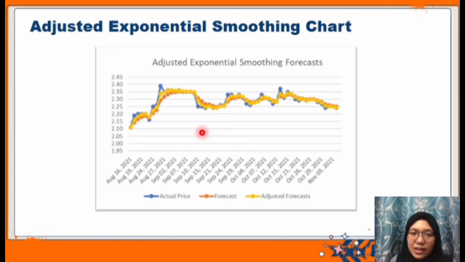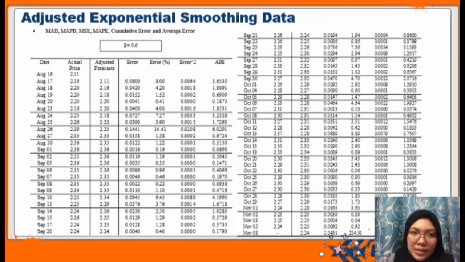We can see the adjusted forecast is consistently higher than the simple exponential smoothing forecast. This means it is more reflective of the generally increasing trend of the data. Here is the adjusted exponential smoothing data for MAD, MAPD, MSE, MAPE, cumulative error, and average error. This is calculated like the previous exponential smoothing, but this time it is different because of the adjusted forecast. We are using beta here.